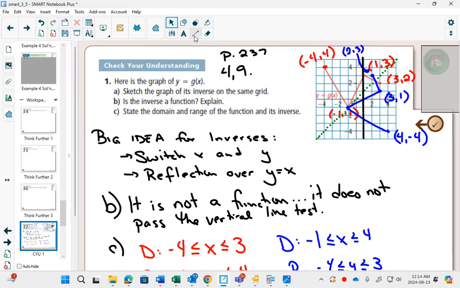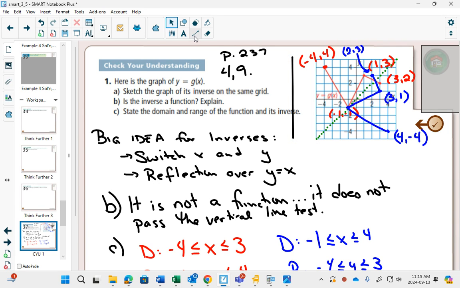A function is something where every x value has only one y value. Right now, where I have the vertical line, this x value of 1 hits a y value here, and it also hits a y value there, making it not a function. The original graph, the red one, is a function because as I drag this across, it hits the red graph only once. So every x value has only one y value. That makes something a function.